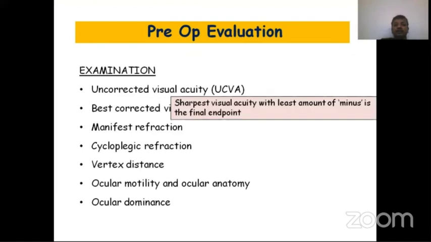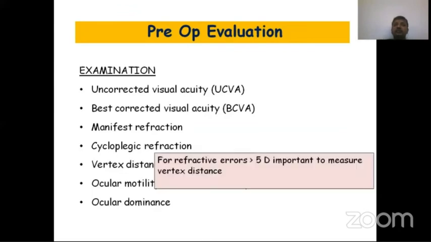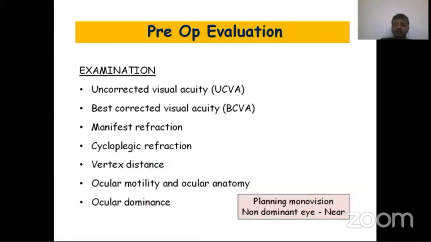And manifest refraction, and even cycloplegic refraction. Ideally, all patients of refractive surgery should undergo dilated cycloplegic refraction, and we have to repeat a post-mydriatic test after day 1. So to get the sharpest visual acuity with the least amount of minus is the final endpoint in subjective refraction. Vertex distance is also an important factor for people who are wearing spectacles of more than 5 to 6 diopters, and even ocular motility to make out any latent squint, because some patients will develop a squint post-operatively. Some patients are accommodative esotropes. And even ocular dominance has to be tested, especially when we are considering monovision or in patients of presbyopia.